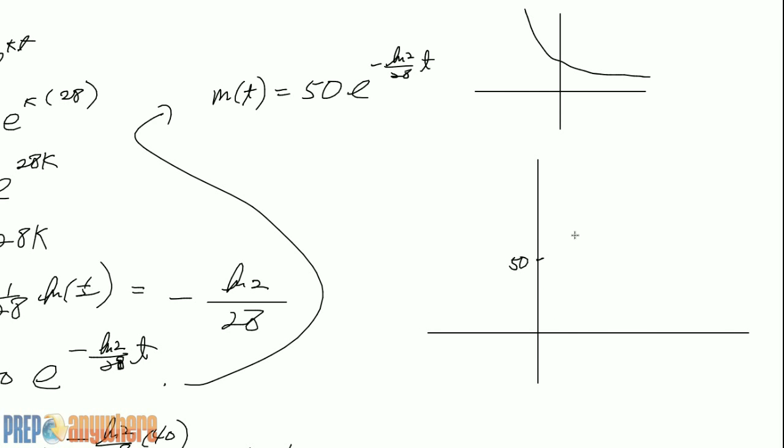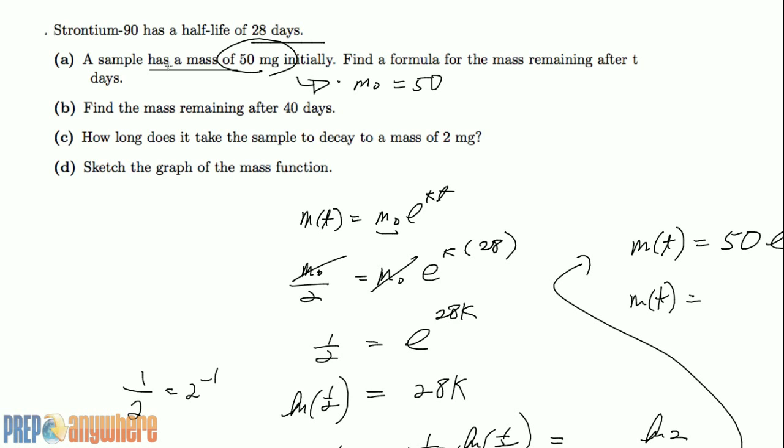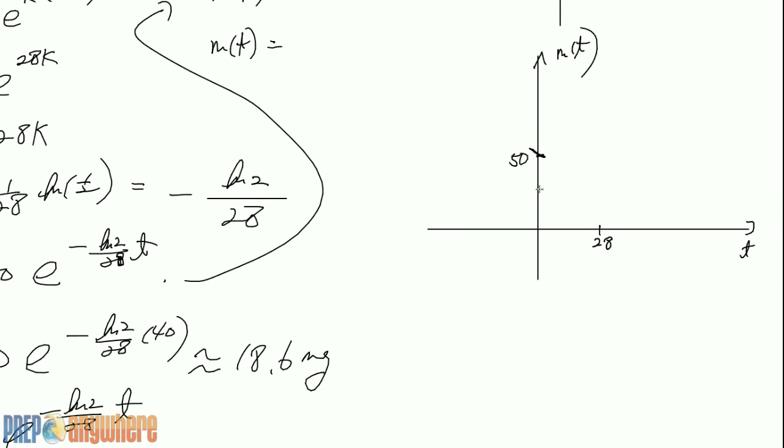At 0, we're going to end up at 50. Let's say this is 50. It's going to pass through there. Right, this is mass, and this is time. Okay, because the half-life here is 28, I'm going to put 28 there. Right. So 28 was the half-life, right? Yes, half-life. So basically, it's going to shrink to half that amount, from 50 to 25 in 28 days.